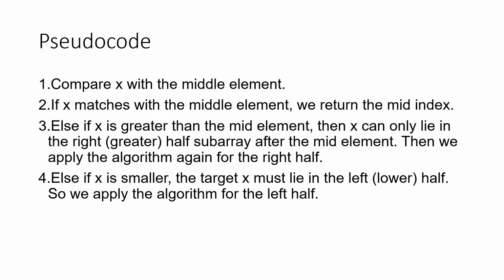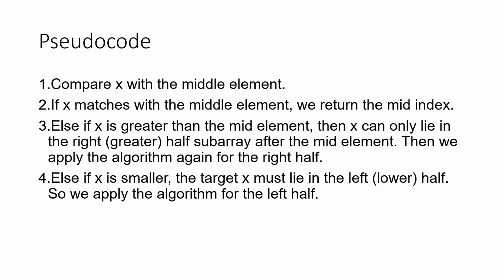Otherwise, if the number we're looking for is greater than the mid element, then we know that our number can only be to the right of the rest of the elements. Therefore, we can get rid of everything to the left. So we apply the algorithm again to the right half. The fact that we can apply the algorithm again on the same list lends itself to recursion. So I hope you can see how we're going to play recursion inside this algorithm.